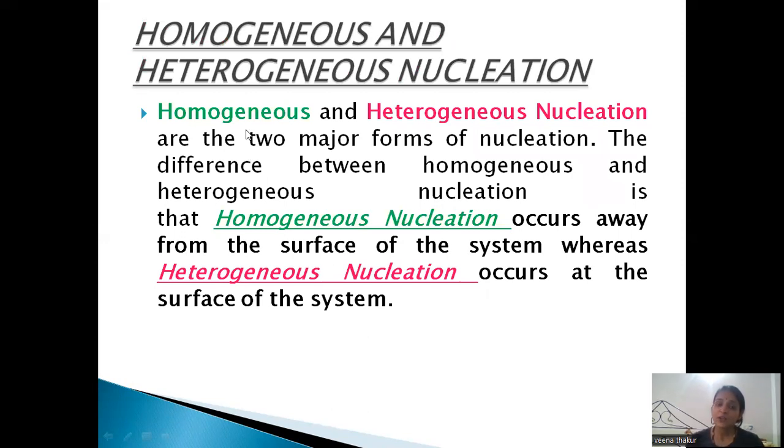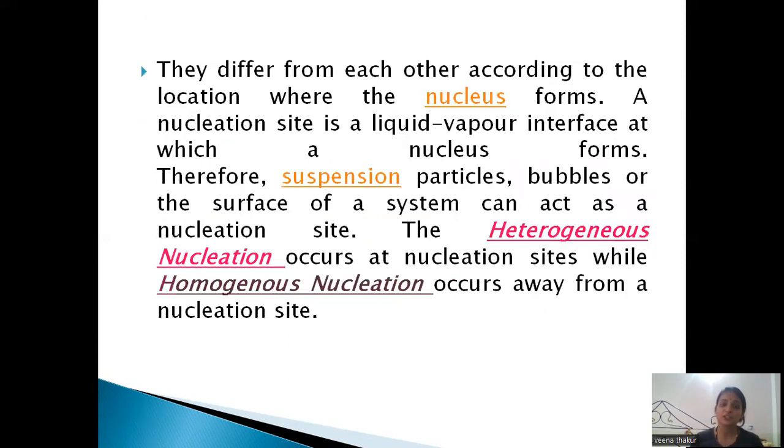Now, how do we define homogeneous nucleation and heterogeneous nucleation? Homogeneous and heterogeneous nucleation are the two major forms of nucleation. The difference is that homogeneous nucleation occurs away from the surface of the system, whereas heterogeneous nucleation occurs at the surface of the system. They also differ according to the location where the nucleus forms.